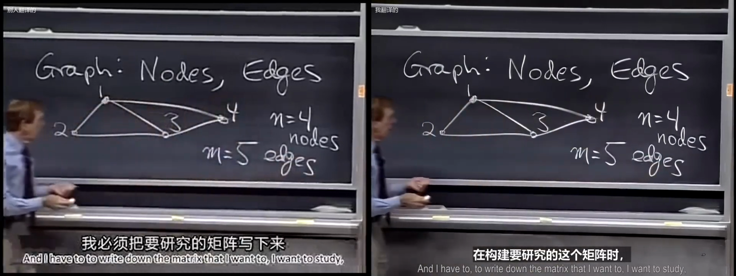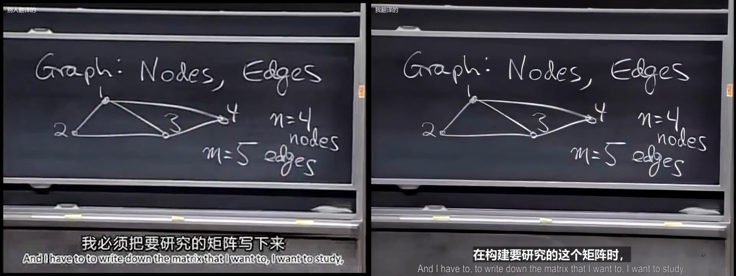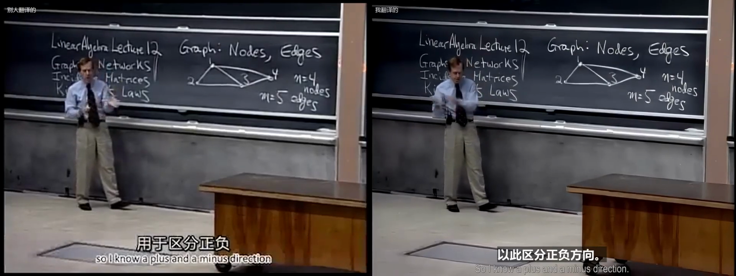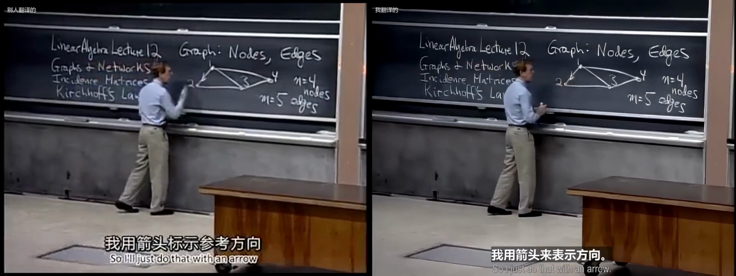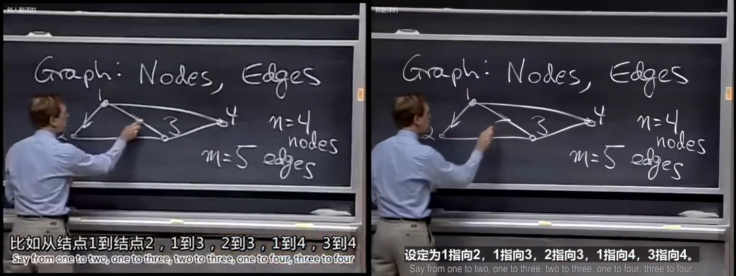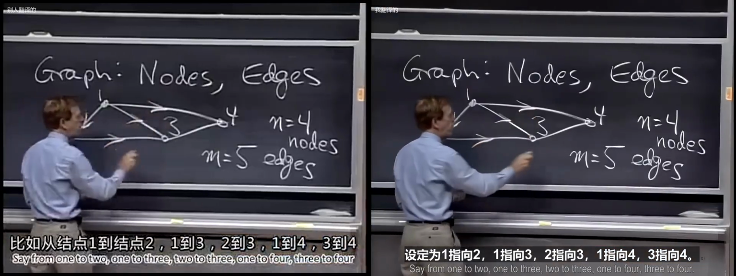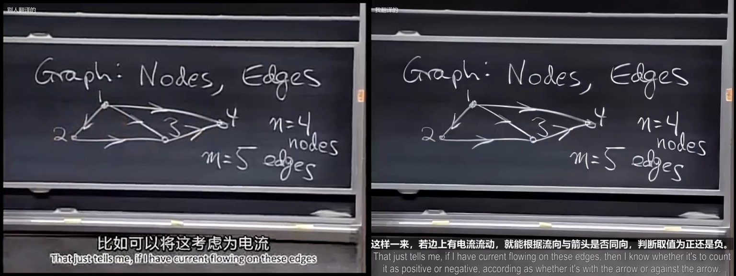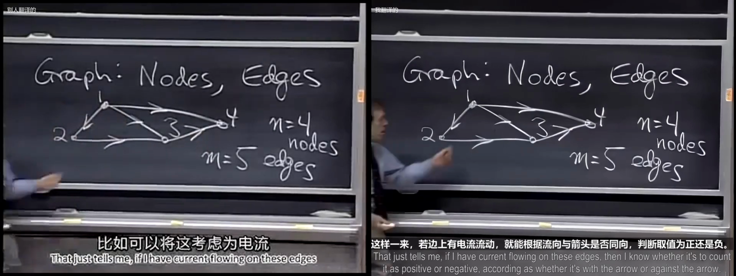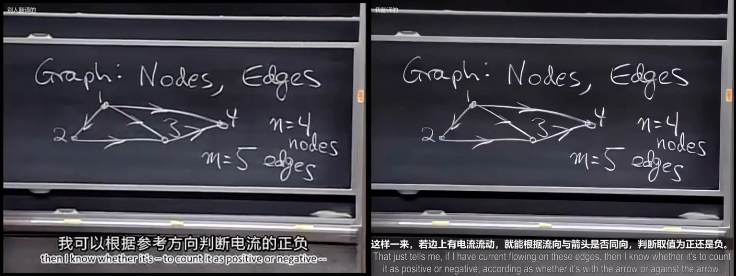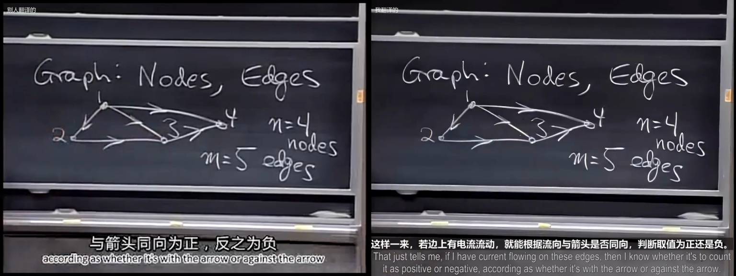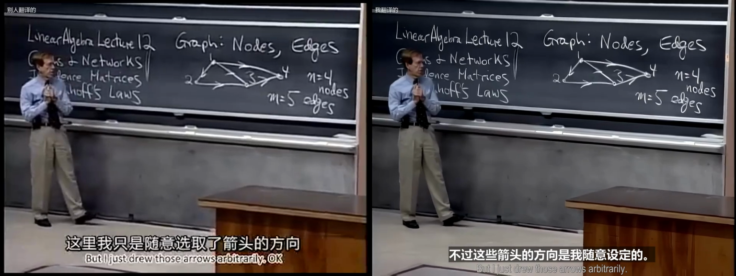And I have to write down the matrix that I want to study. I need to give a direction to every edge, so I know a plus and a minus direction. So I just do that with an arrow. Say from 1 to 2, 1 to 3, 2 to 3, 1 to 4, 3 to 4. That just tells me if I have current flowing on these edges, then I know whether to count it as positive or negative according to whether it's with the arrow or against the arrow. But I just drew those arrows arbitrarily.